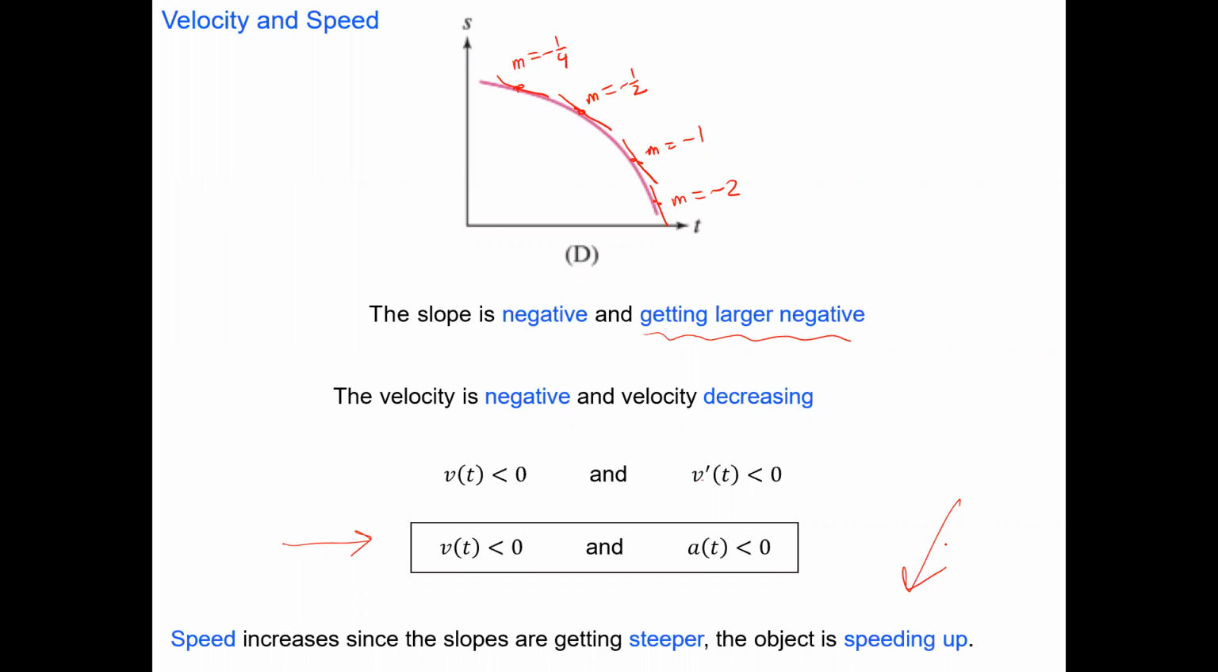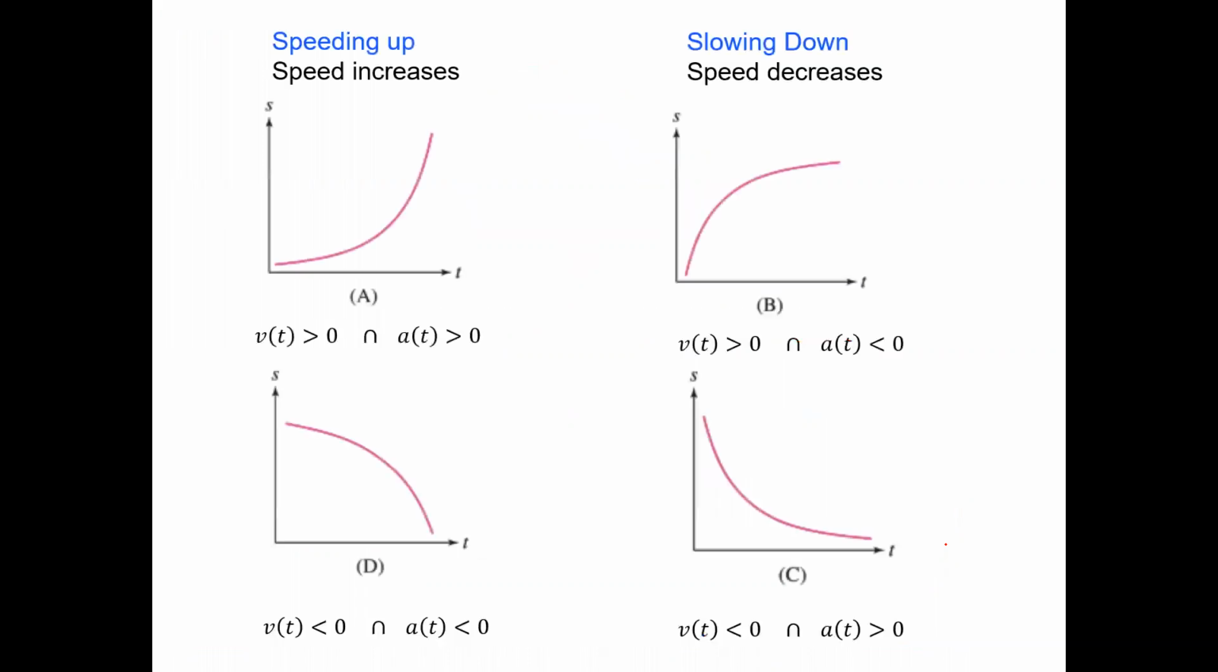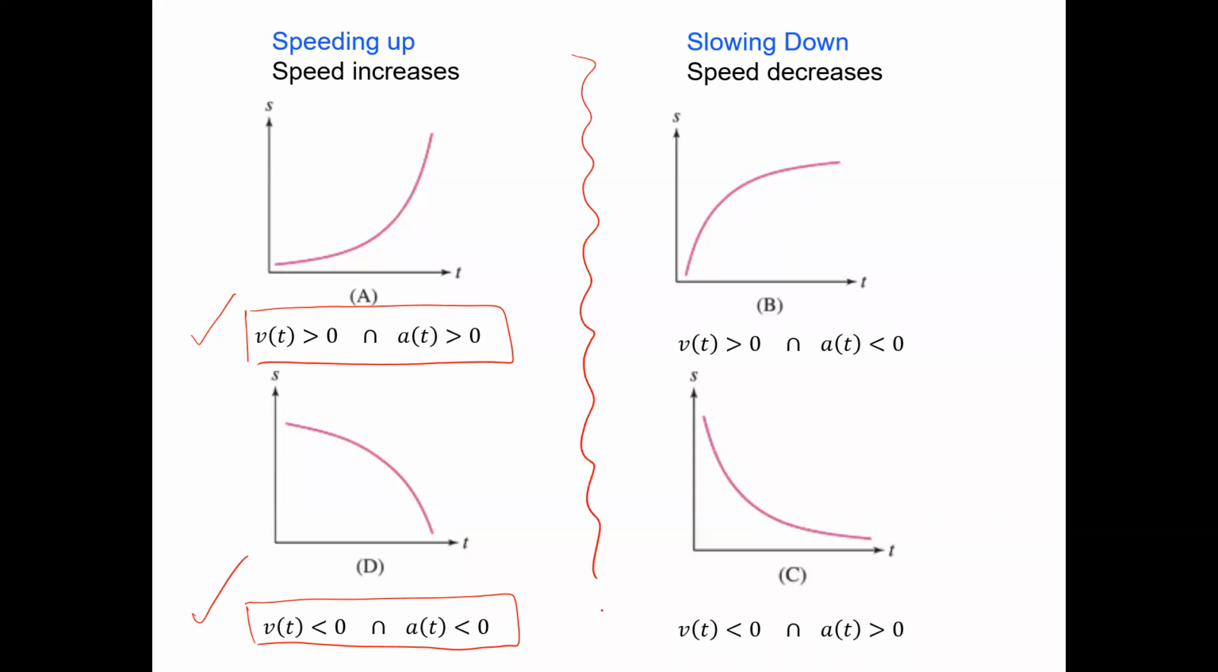This was the graphical explanation. I also have a summary. Okay, let's look at this. Speeding up, we can see A and D were speeding up. Velocity and acceleration both positive, or velocity and acceleration both negative. The same sign. For slowing down, speed decreases, and with respect to velocity and acceleration, they have different signs. They are opposite in sign.